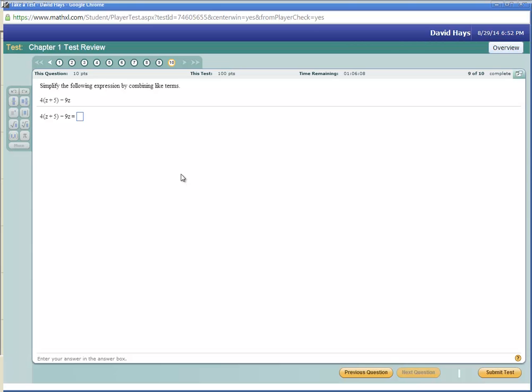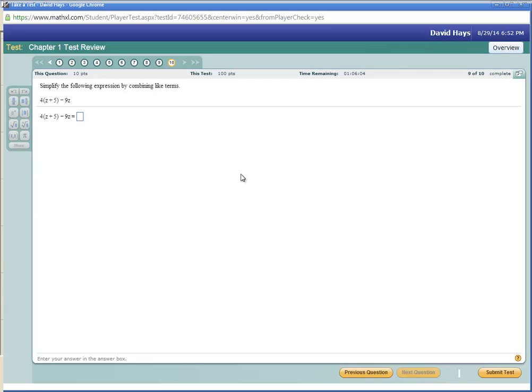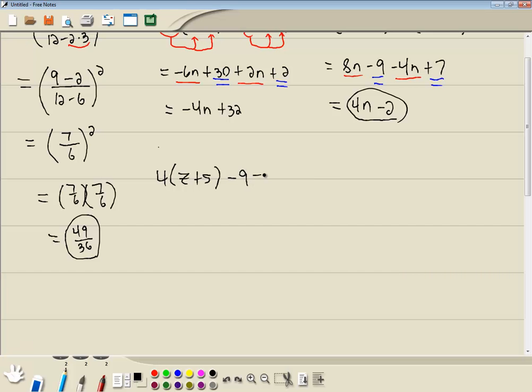Okay. 4 times (z plus 5) minus 9z. And again, we'll always get rid of the parentheses. So we're going to take this 4 and multiply through. 4 times z and 4 times 5. Distributive property. 4 times z is 4z. 4 times 5 is 20. Minus 9z.